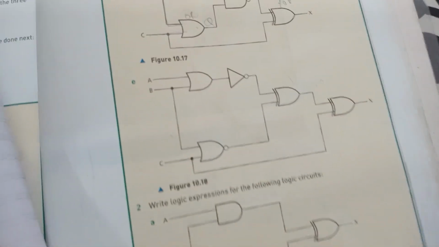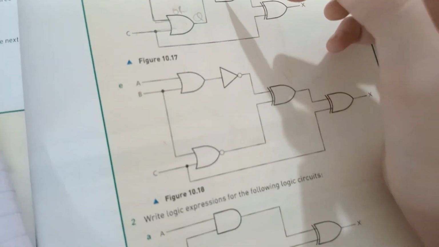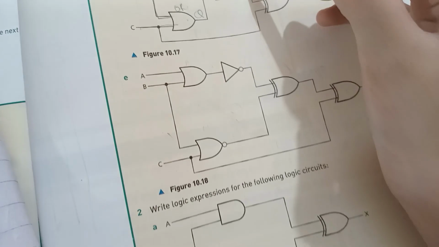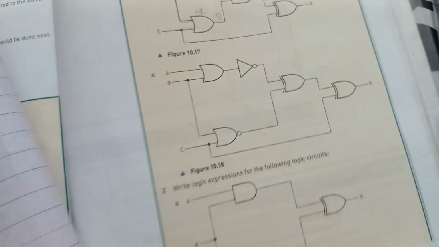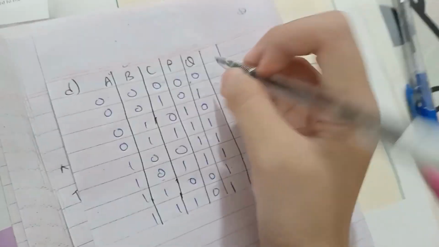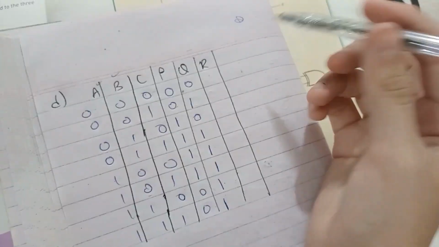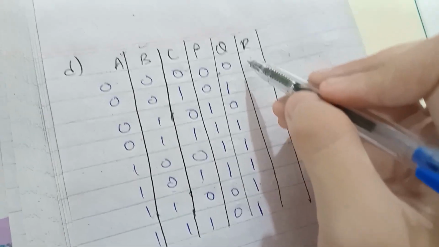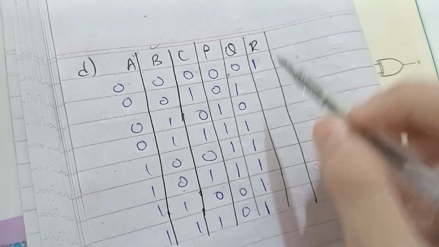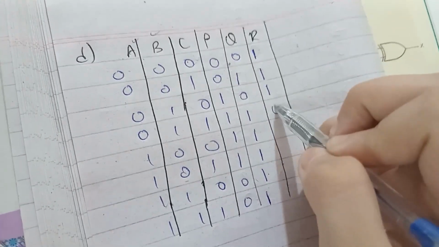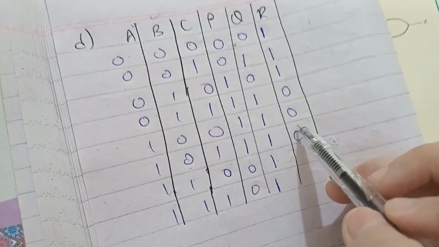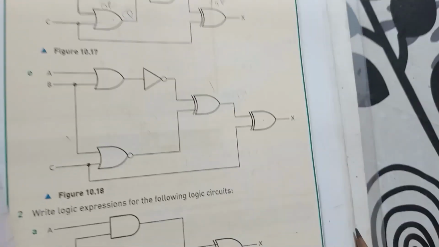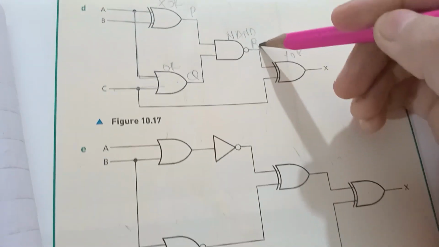Now we have two inputs, P and Q, to the NAND gate, and I'll write the output as R. So P and Q are the inputs to the NAND gate. The NAND gate is the opposite of the AND gate. So here we write 0 when both of them are 1. Otherwise, we write 1.